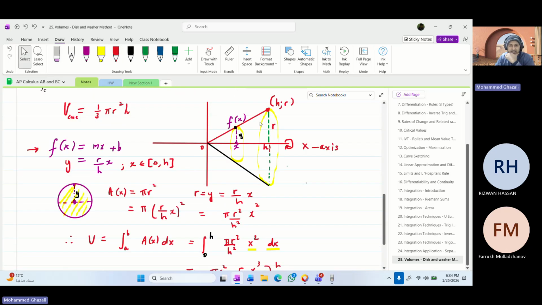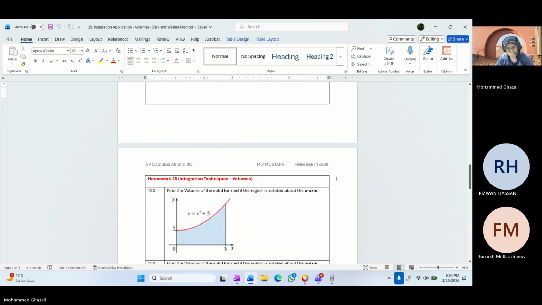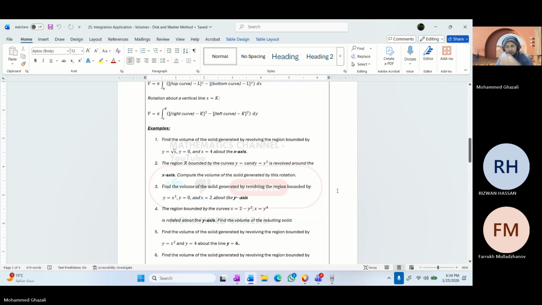This is called the disk method. Now, let's take some examples and solve using the disk method. To solve the first problem.